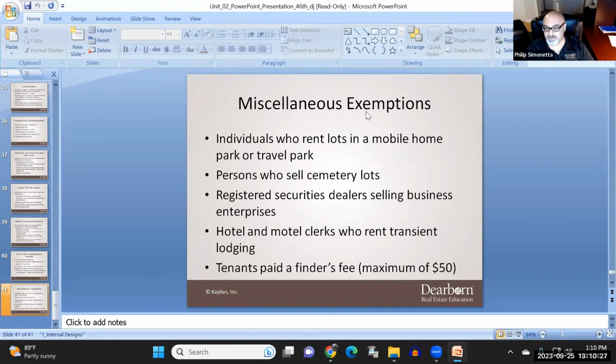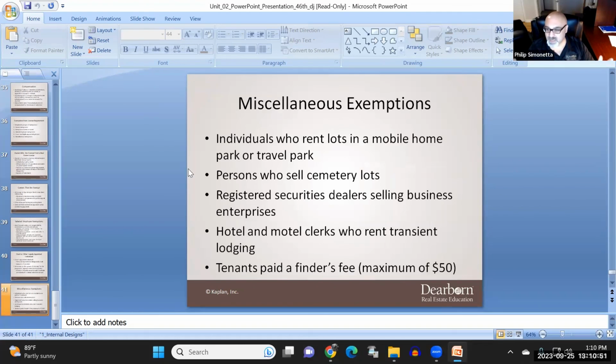Miscellaneous exemptions. Individuals who rent lots in a mobile home park or travel park. Persons who sell cemetery lots. Registered security dealers selling business enterprises. Hotel and motel clerks who rent transient lodging. And tenants paid a finder's fee. It's the only finder's fee that's allowed.